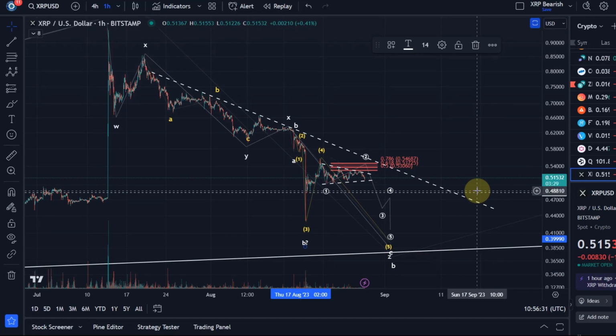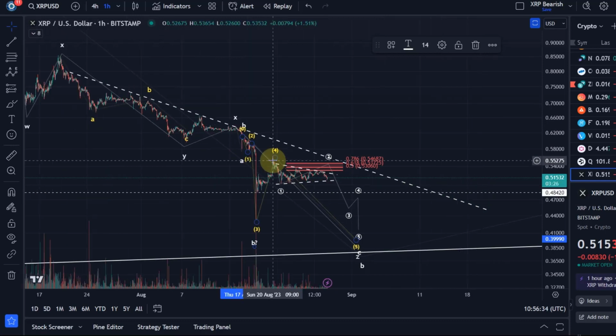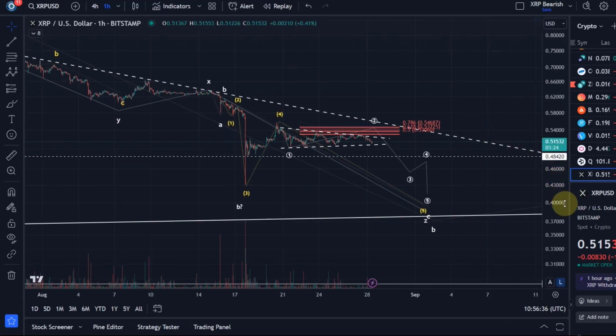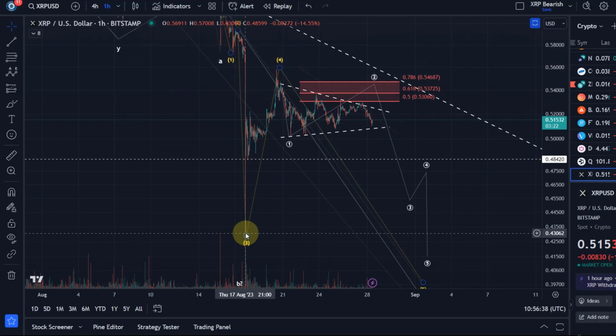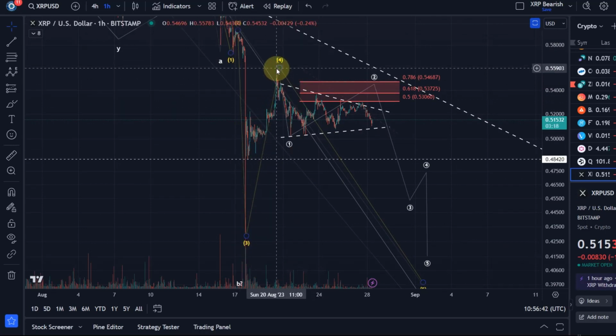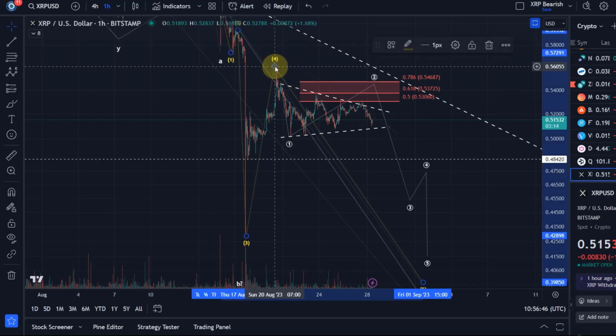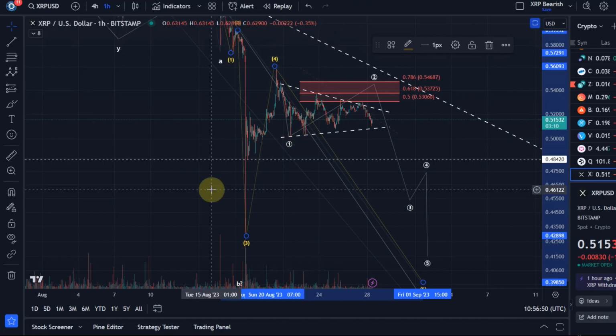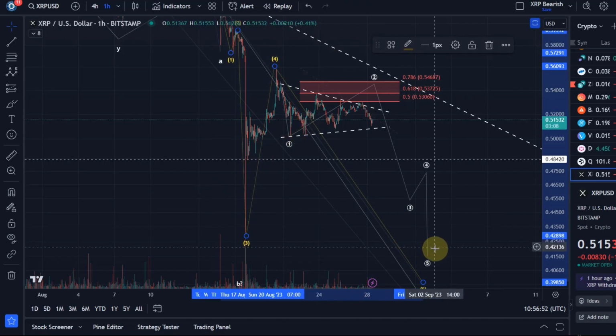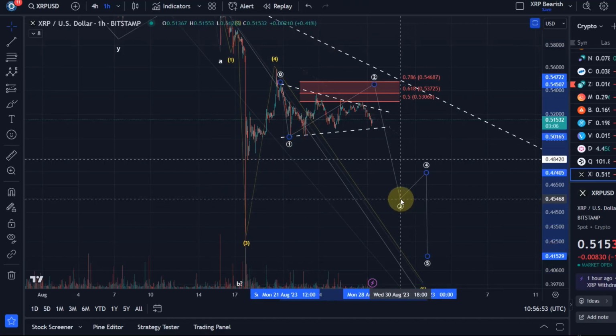And why? Because the rally we had from the 17th of August low was just a corrective rally. It was just a 3-wave rally. It doesn't really give us any evidence that a new uptrend has started. It's always possible, and then we can always adjust. But again, we're not here to look at possibilities. We are here to look at probabilities.